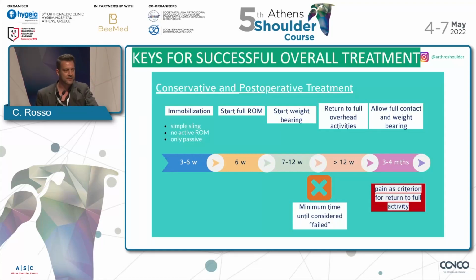Put them in a simple sling, let them move early. I tend not to move them as early as Knut does, but I let them do scapular setting with the physiotherapy twice a week, but the rest is in the sling for 4 weeks. Then start full range of motion, weight bearing after 6 weeks, and then full return to overhead activities after 12 weeks, and full return to full weight bearing, and everything is after 3 to 4 months.